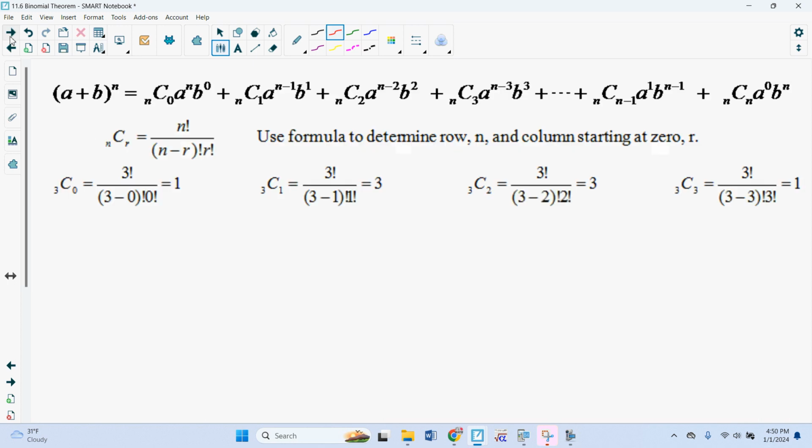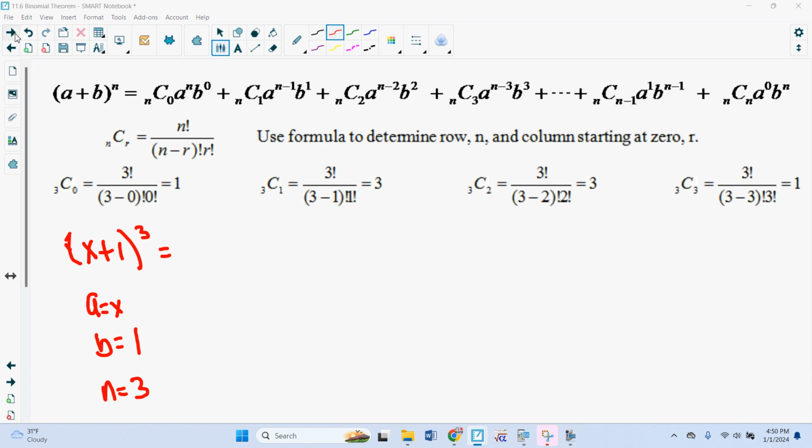So let's look at an example. So let's say we want to do our x plus 1 cubed. Remember, our a is x, our b is 1, and our n is 3. So the terms we've got to find: 3c0, 3c0 is 1, 3c1, 3c2, and 3c3.